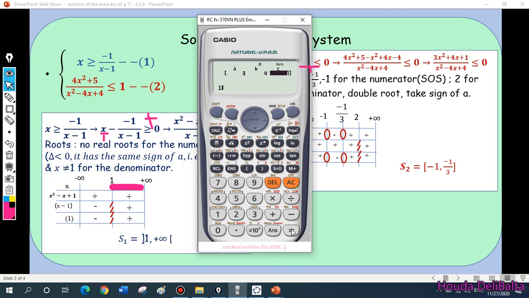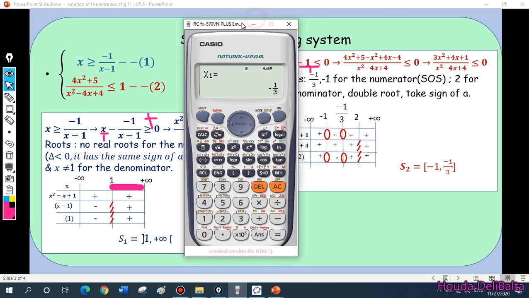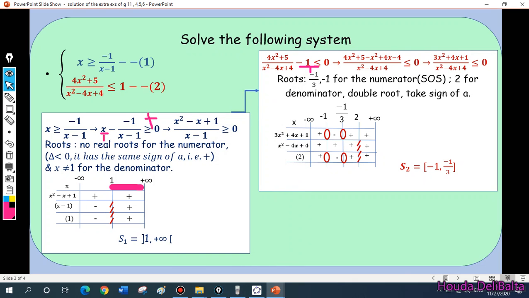I mean the numerator. Notice the first root is minus 1 over 3 as you see here, and the second root, we press another equal, it is minus 1. So whenever we get 2 roots, that means that delta is surely positive, and we are going to use the idea of SOS. Same, opposite, same, based on the sign of A.